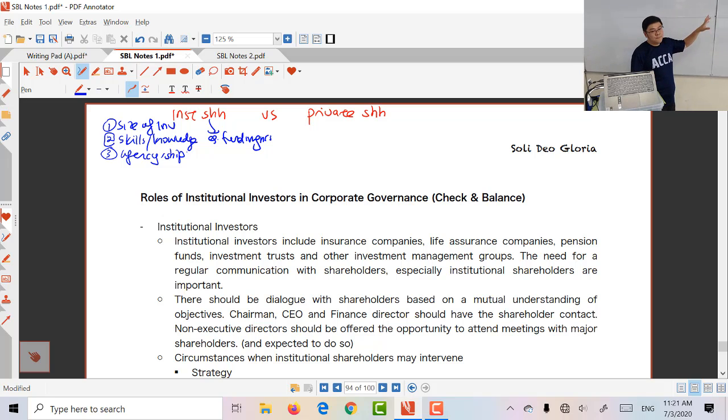But when institutions buy shares, what capacity are they in? Are they a shareholder as a principal, or are they an agent? Is EPF an agent or is EPF a principal?